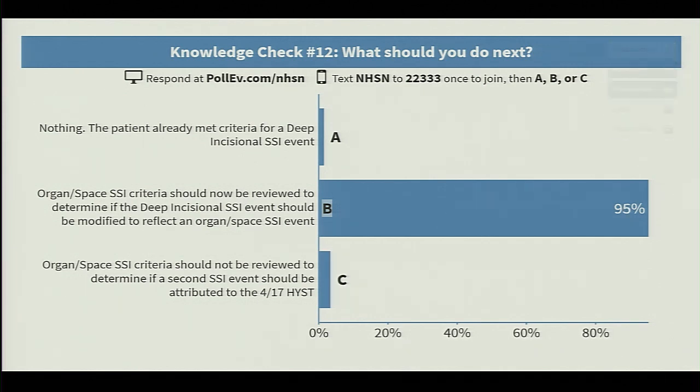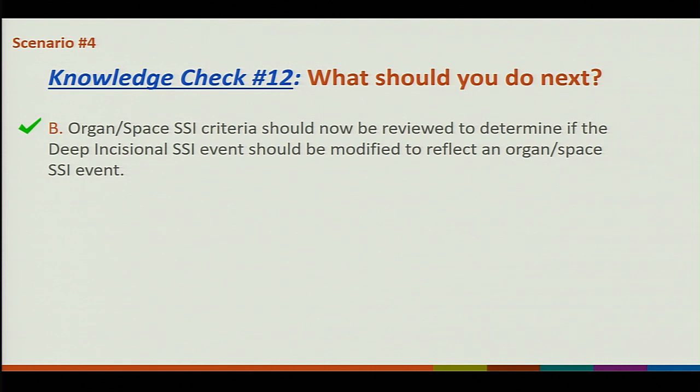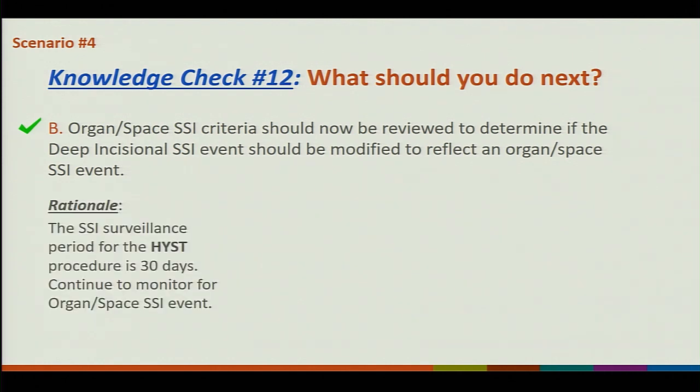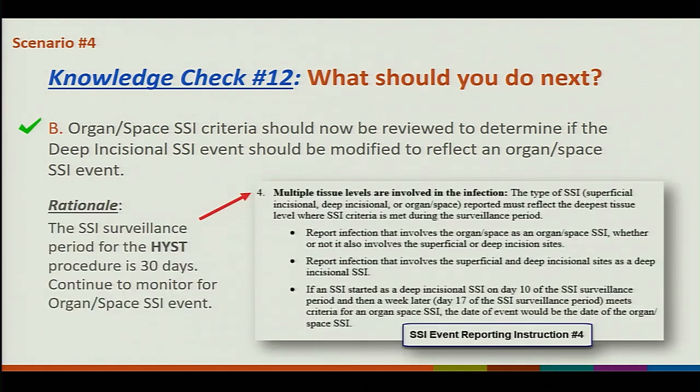Okay, well, the correct answer is actually, I don't think it's showing up here, but the correct answer to this question is B. Organ space SSI criteria should now be reviewed to determine if the deep incisional SSI event should be modified to reflect an organ space SSI event. So remember, you report the deepest level of SSI within the surveillance criteria. So now we have something else going on, and we want to just make sure they don't meet organ space SSI criteria. So this is actually SSI event reporting instruction number 1 that addresses multiple tissue levels that are involved in the infection.